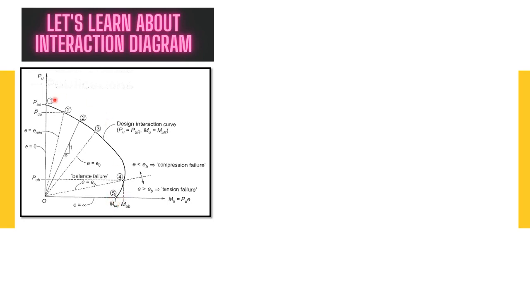Here, at one end pure axial load is acting, and at the other end it will be pure bending. Regarding the balanced failure envelope, below it there will be tension failure, above it there will be compression failure. So e less than e balanced will induce compression failure. When the eccentricity is getting more, it will induce the tension failure or flexure failure. So this is all about the interaction diagram.